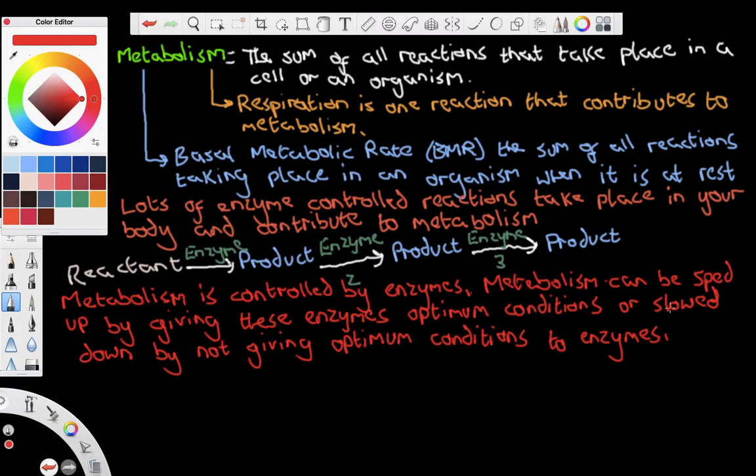So metabolism is the sum of all reactions that take place in a cell or an organism. Respiration is one reaction that contributes to metabolism. Your basal metabolic rate is the sum of all reactions taking place in an organism when it's at rest, such as when you're asleep. Lots of enzyme-controlled reactions take place in your body and contribute to metabolism. Often we'll have a reactant being turned into a product with use of one enzyme. The product is turned into another product with use of another enzyme, and that product is turned into another product with the use of that enzyme. By giving these enzymes their optimum conditions, we can speed up metabolism, and by not giving them their optimum conditions, we can slow it down.